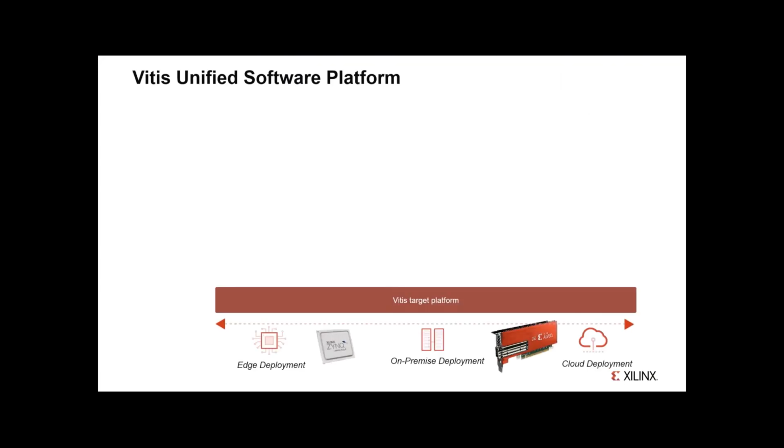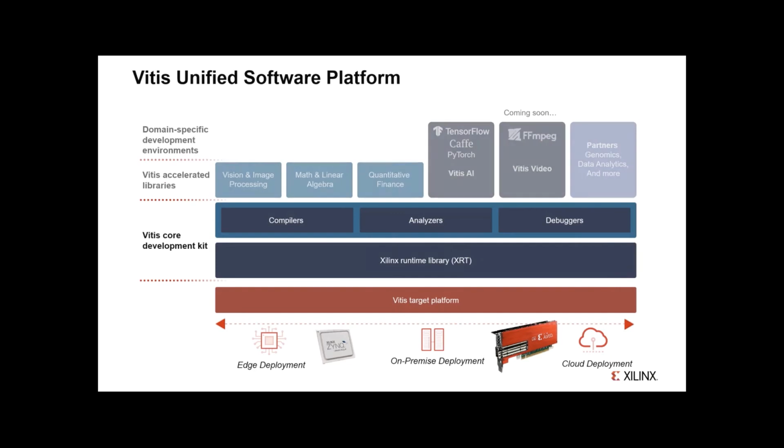So Vitis is a unified software platform. The goal of Vitis was really to bring Xilinx technology to the masses, to those who are software developers, to those who are data scientists, and to provide a design entry point for designers to take advantage of not only the processing system that we have in a Zynq or Zynq UltraScale Plus, but also to take advantage of the programmable logic. So Vitis allows you to target a platform, whether it be edge, a Zynq UltraScale Plus or Zynq 7000 device, or cloud, which could be an Alveo on-premise deployment or a true cloud deployment.